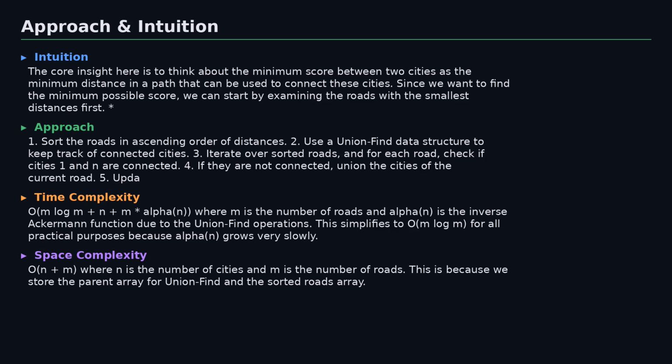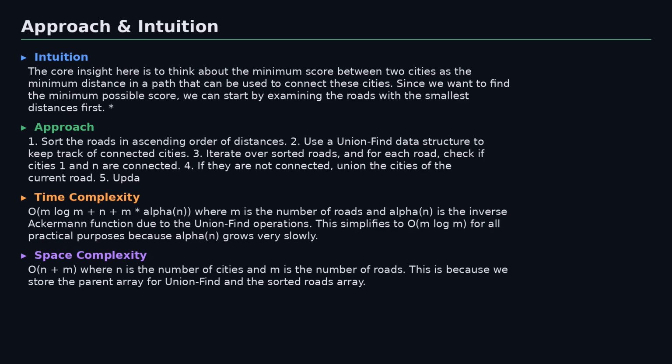Since we want to find the minimum possible score, we can start by examining the roads with the smallest distances first. Imagine you're a traveler, and you want to get from city 1 to city n. You look at a map, and you see all the roads connecting the cities. You start by looking at the roads with the smallest distances, and you try to find a path that connects city 1 to city n.